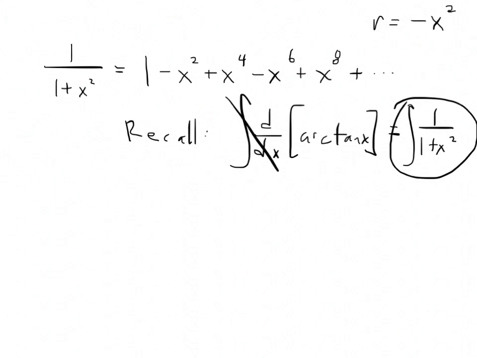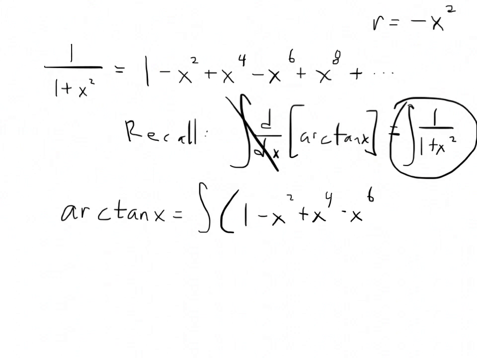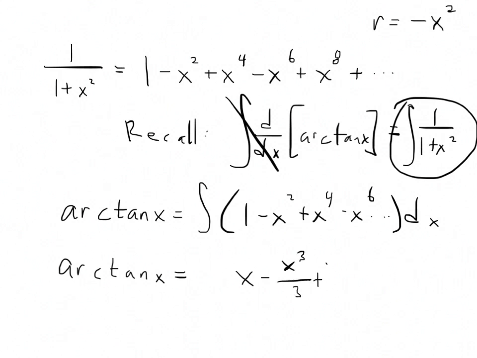We should be able to conclude that arctan x is the integral of this thing, of 1 minus x squared plus x to the fourth minus x to the sixth dx. So I'm going to get that arctan x is x, notice I'm leaving a blank space here, I'll get there in a second, x minus x cubed over 3 plus x to the fifth over 5 minus x to the seventh over 7, and so on.